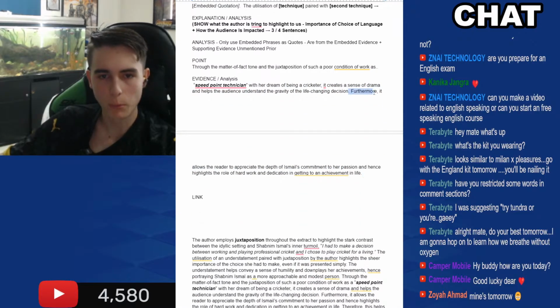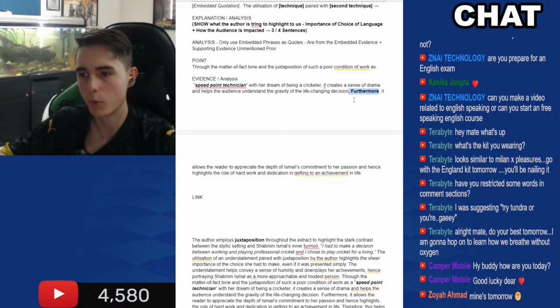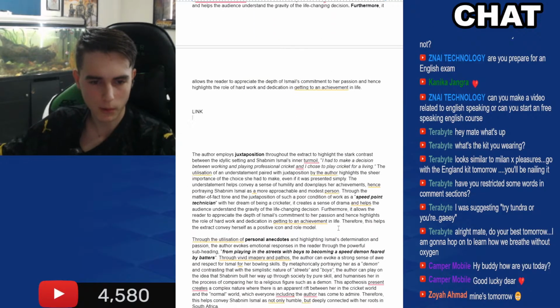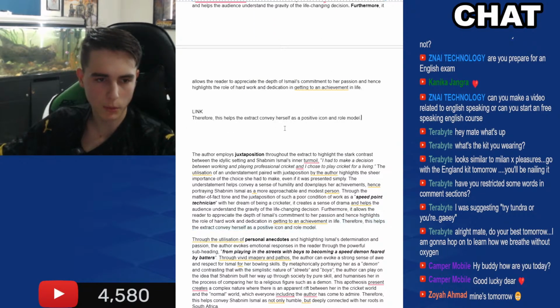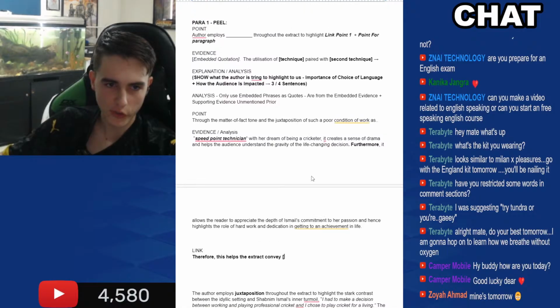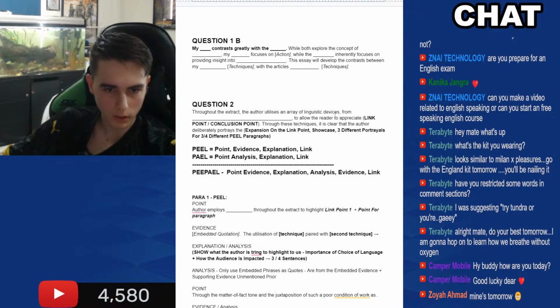We like to use furthermore as well to continue on your explanation, to make sure that it's more cohesive than what it is regularly. With the link as well, it's pretty simple. All it is is this line at the bottom here. This is the link. Therefore, this helps the extract convey herself, or whoever you're talking about. This is just the point up here. If I go up here, link point, conclusion point.